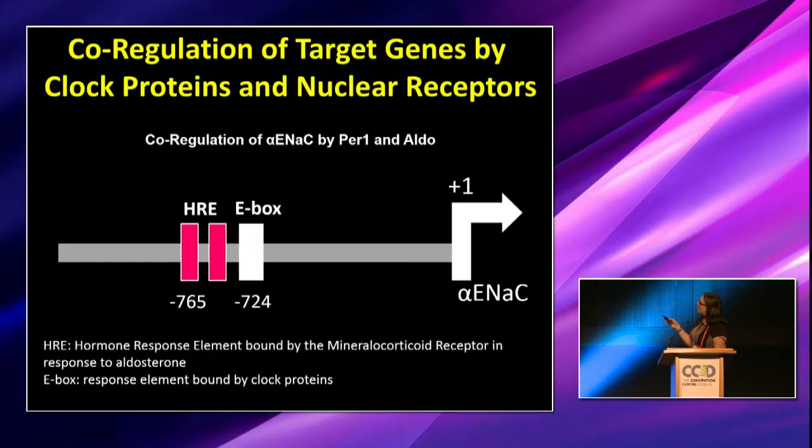Now, we looked at the promoter of the alpha ENaC gene, which is shown here, the transcription start site at +1, and then the regulatory region extending back here. And we found that the hormone response element that was known to be bound by the mineralocorticoid receptor for aldosterone was in very close proximity to an E-box response element, which is the target sequence bound by clock proteins. So we used chromatin immunoprecipitation and amplified this region here using the primer shown here to look at whether or not PER1 and the mineralocorticoid receptor were bound here at the same time. And those results are shown here.